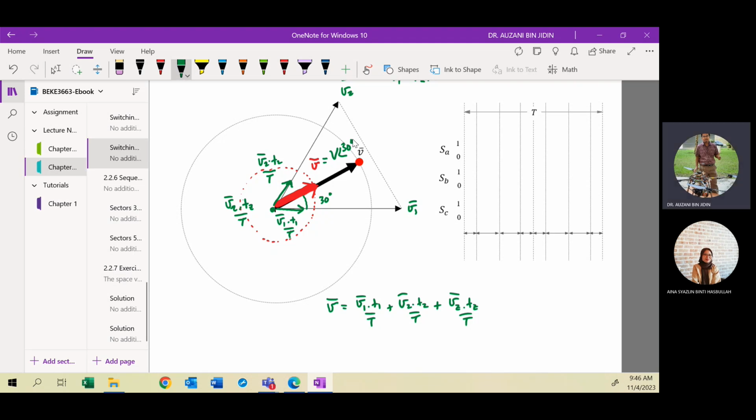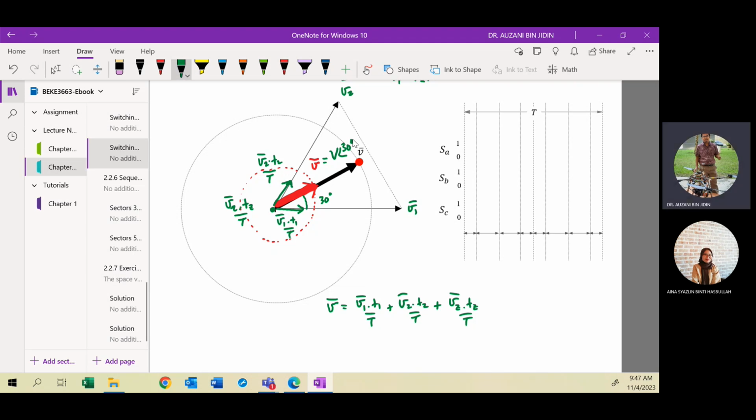In this case, will the time taken to switch the zero vector be shorter or longer? Shorter or longer? Shorter. If shorter, it means your TZ value is a small value. To reduce the amplitude of the space vector, you must increase the time for selecting the zero vector. So it means your TZ will be larger.